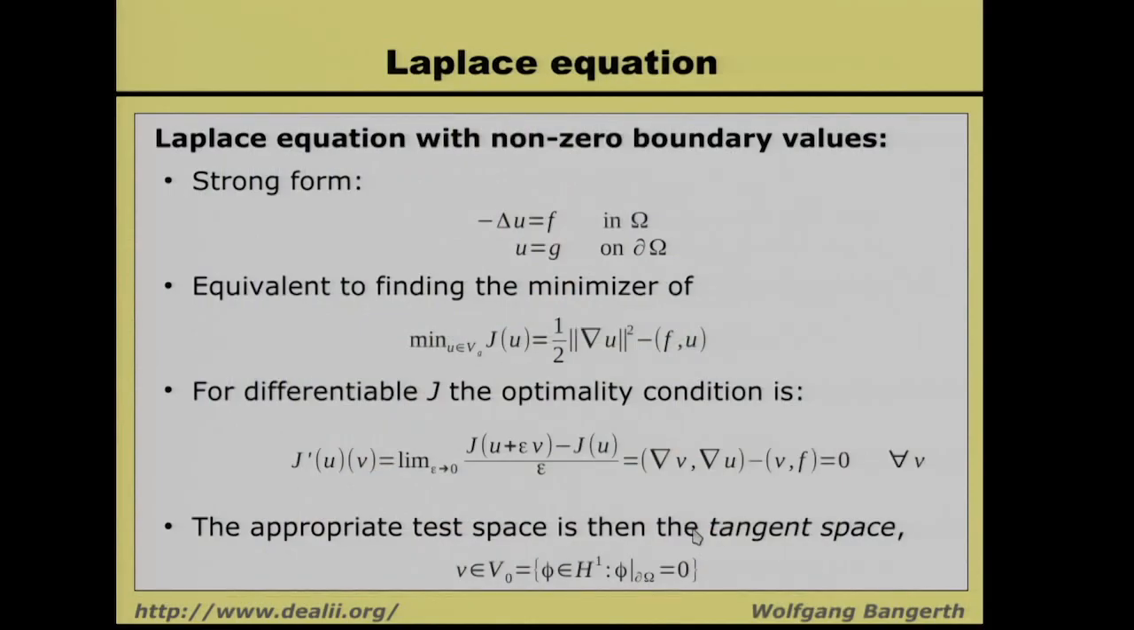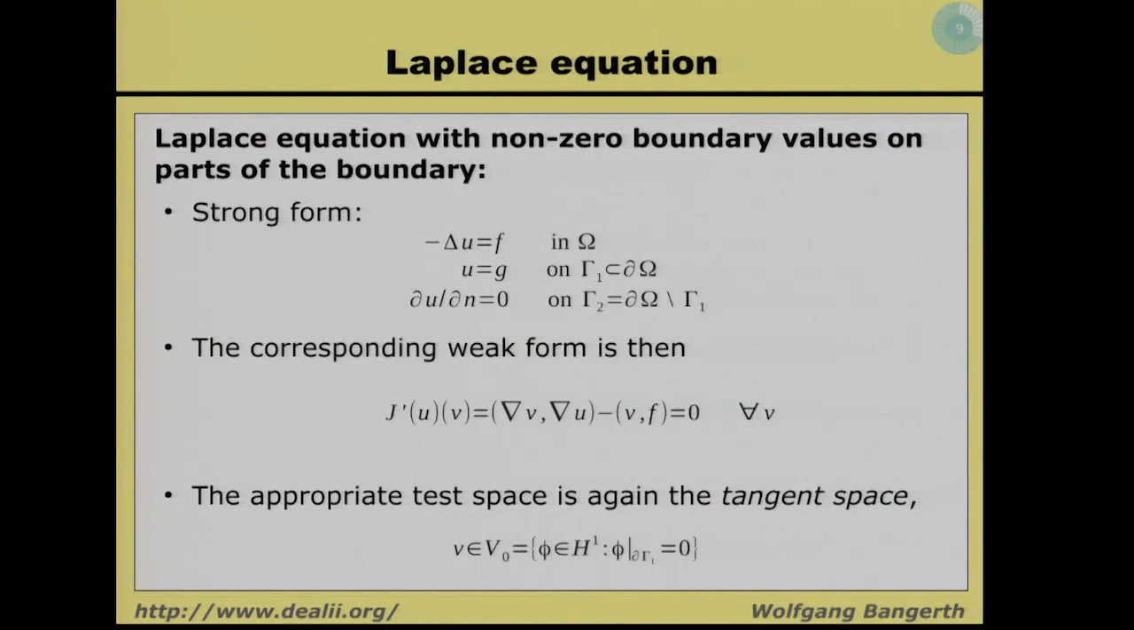So we call this the tangent space, and in this context, that means that if u is in Vg, then v is in V0, V0 being, in this case, all of the H1 functions that are 0 on the boundary.